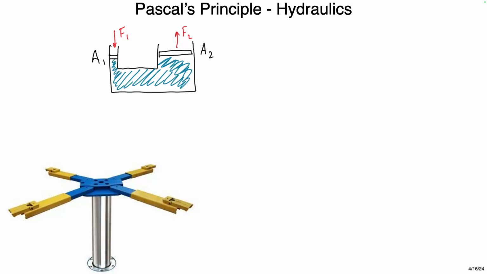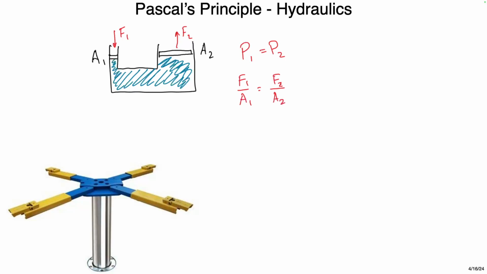But not necessarily F2 and A2, because what Pascal's principle tells us is that the pressure anywhere inside of a fluid at the same depth is going to be exactly the same everywhere. And so taking advantage of this nature of pressure, if we put pressure on side 1, we will get exactly the same pressure at side 2. We can toss in our definitions of pressure.